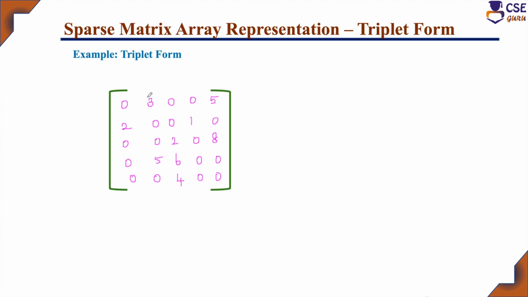Here the non-zero elements are 1, 2, 3, 4, 5, 6, 7, 8, 9. Totally 9 non-zero elements are there. The rows are 0th row, first row, second row, third row, fourth row, and the columns are 0th column, first column, second column, third column and fourth column. So this is a 5 into 5 matrix, indexed from 0 to n minus 1, that is 4. Now how will we represent this in triplet form?